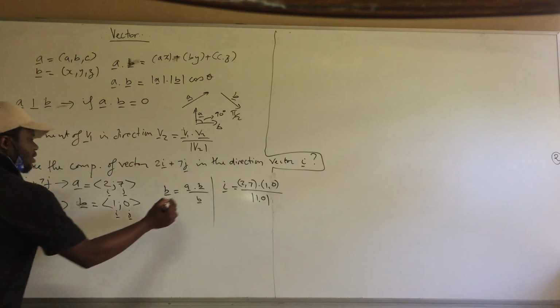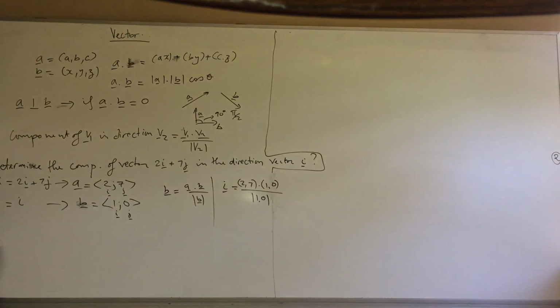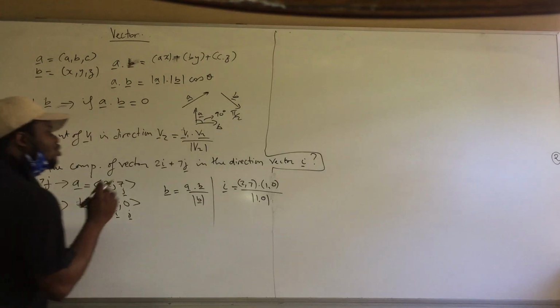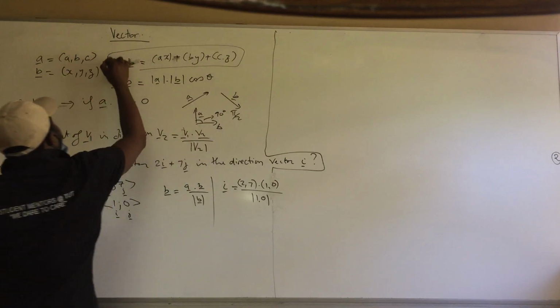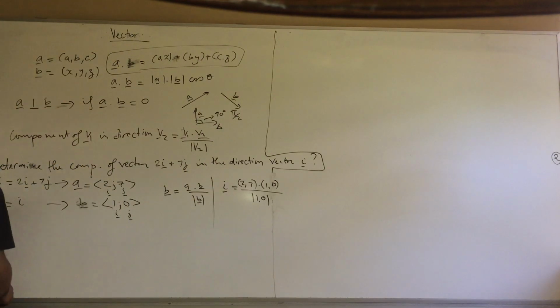So let us do it. A dot B is going to be, do you know how to do it? There's a formula here. It gives you 2 times 1 plus 7 times 0.